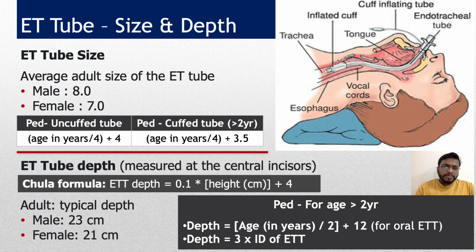But whatever it is, make sure you examine that the tube is in position, by doing a 5-point auscultation. For pediatric patients older than 2 years, depth can be calculated as age in years divided by 2 plus 2, or you can also use 3 times the internal diameter. So these are the basic methods by which you calculate it. But whatever is said and done for ET tube depth, make sure you confirm with 5-point auscultation, and make sure that the tube is above the carina.